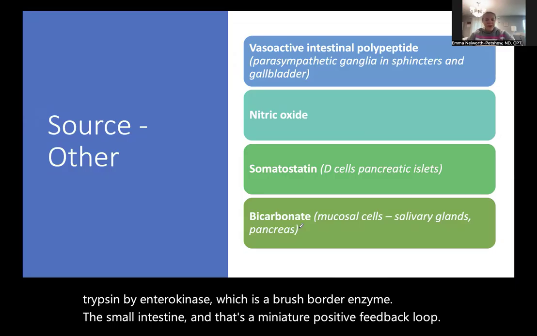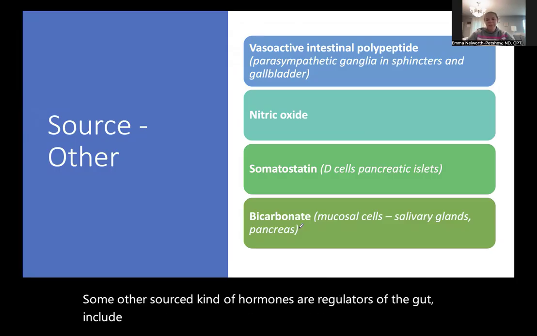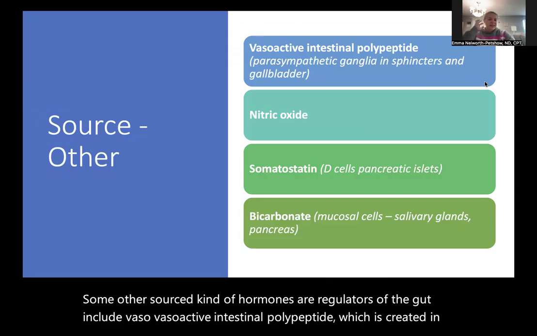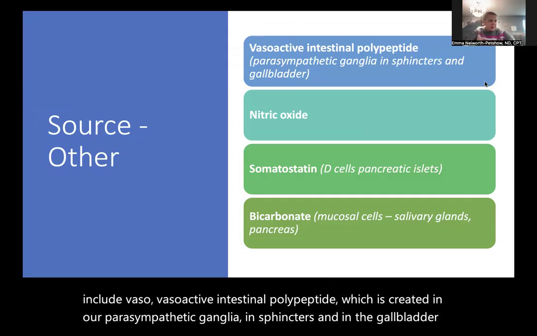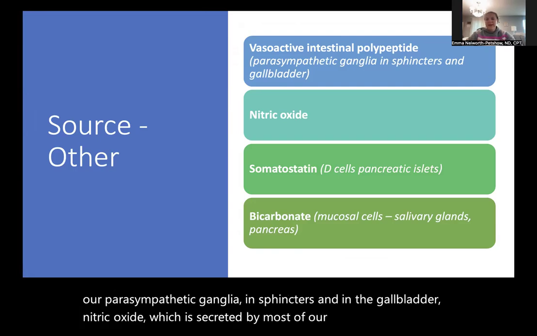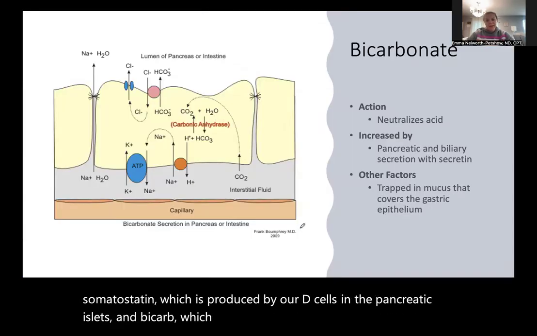Some other sources of hormones or regulators of the gut include vasoactive intestinal polypeptide, which is created in our parasympathetic ganglia, in sphincters, and in the gallbladder. Nitric oxide, which is secreted by most of our endothelial cells. Somatostatin, which is produced by our D cells in the pancreatic islets. And bicarb, which is produced in lots of areas.